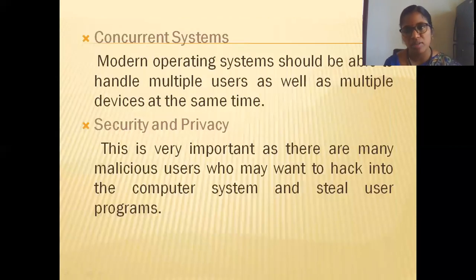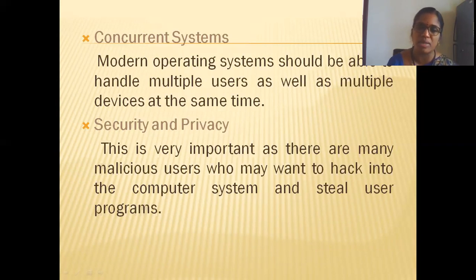Concurrent systems. Concurrent means parallel computing. That means at a time more than one process can be in execution. Another thing, concurrent persons also may be there. Multi-user system is also possible. So a modern operating system should be able to handle multiple users as well as multiple devices at the same time.